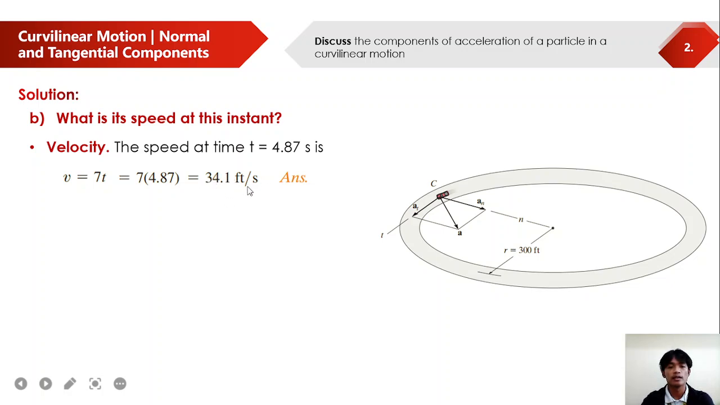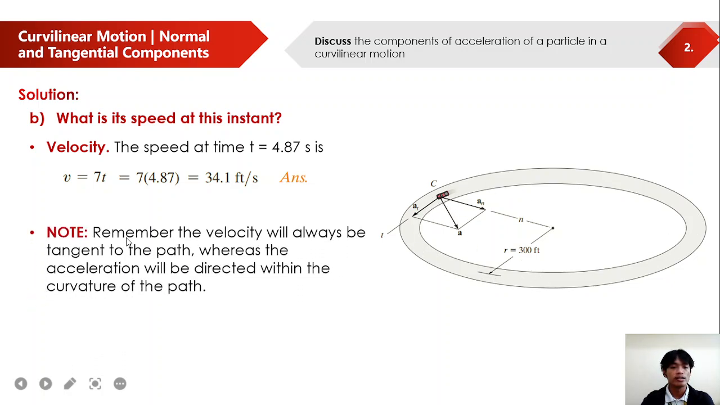Ito yung speed niya at 4.87 seconds sa pag-move ng race car. Okay. So note that remember that the velocity will always be tangent to the path, whereas the acceleration will be directed within the curvature of the path. Okay, remember class na velocity again is the tangent to the path, whereas yung acceleration will be directed to the curvature of the path.